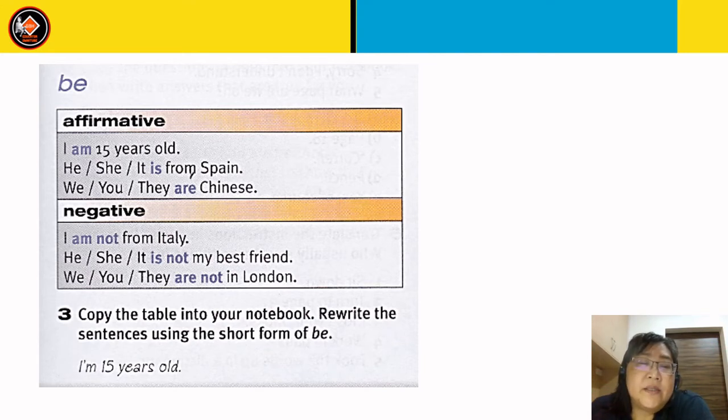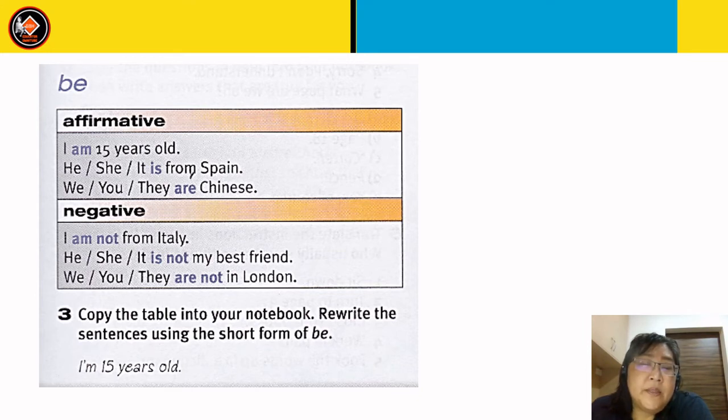Then let's look at negative. So you put the word not. I am not from Italy. He is not my best friend. She is not my best friend. It is not my best friend. And for we, you, they, you write are not for negative. So we are not in London. You are not in London. They are not in London.